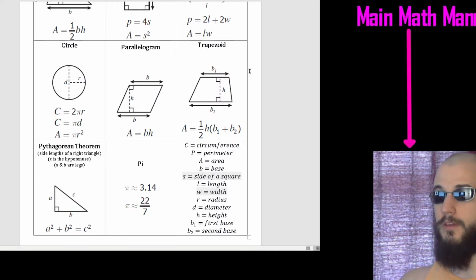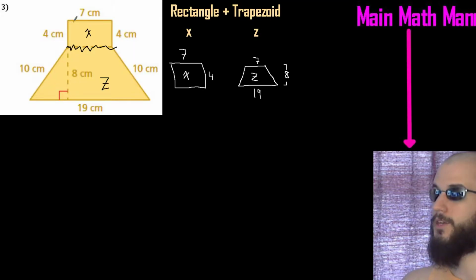Again, please make sure that you're very careful when you see this. As the first base and the second base are two different lengths, you add them together, then you can move forward.